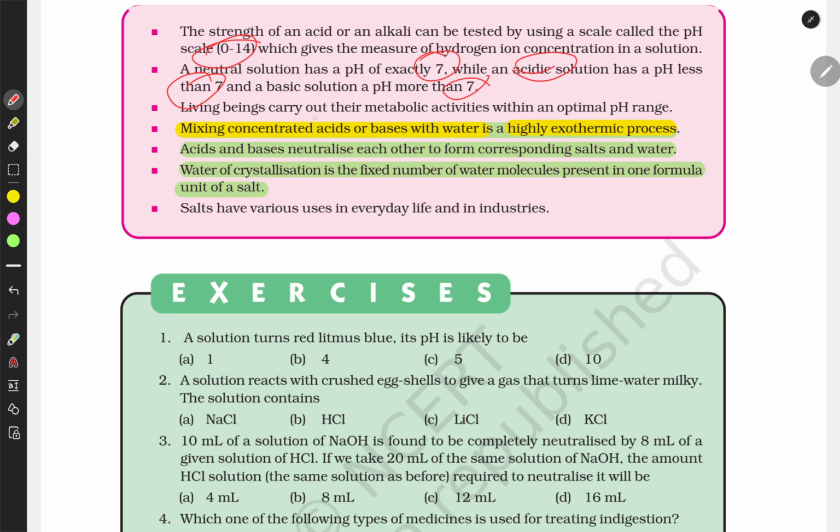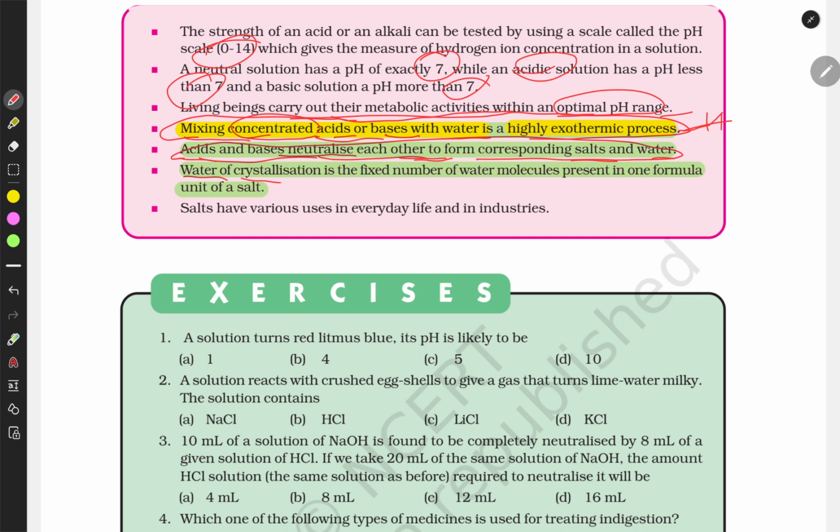Living beings carry out their metabolic activity within the optimal pH range, and mixing concentrated acids or bases with water is a highly exothermic reaction. It produces a lot of heat, so care must be taken. Acids and bases neutralize each other to form a corresponding salt and water.